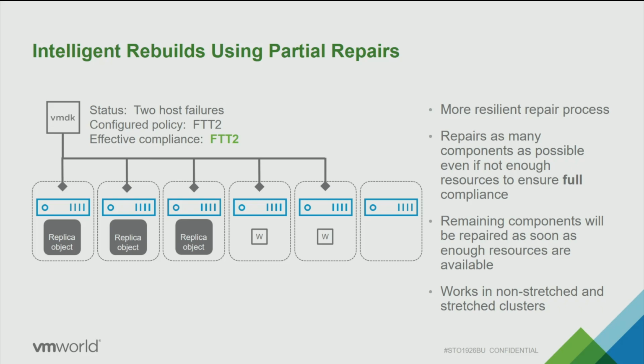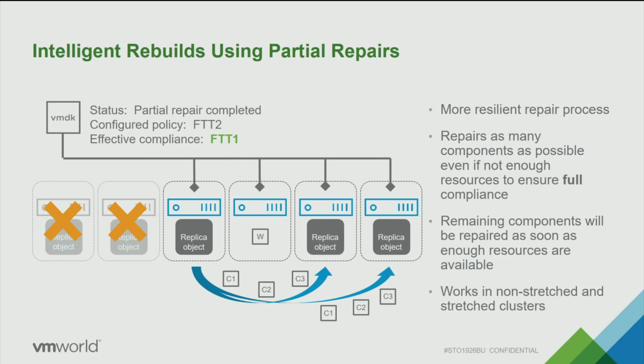Now, in this particular case, if we have 2 hosts fail, we still have availability for the actual VM. We have 1 remaining copy up. But again, our effective failure to tolerate is 0 right now. We can't survive another host going down. That VM would no longer be available. You wouldn't lose the data, just those VMs wouldn't be available.